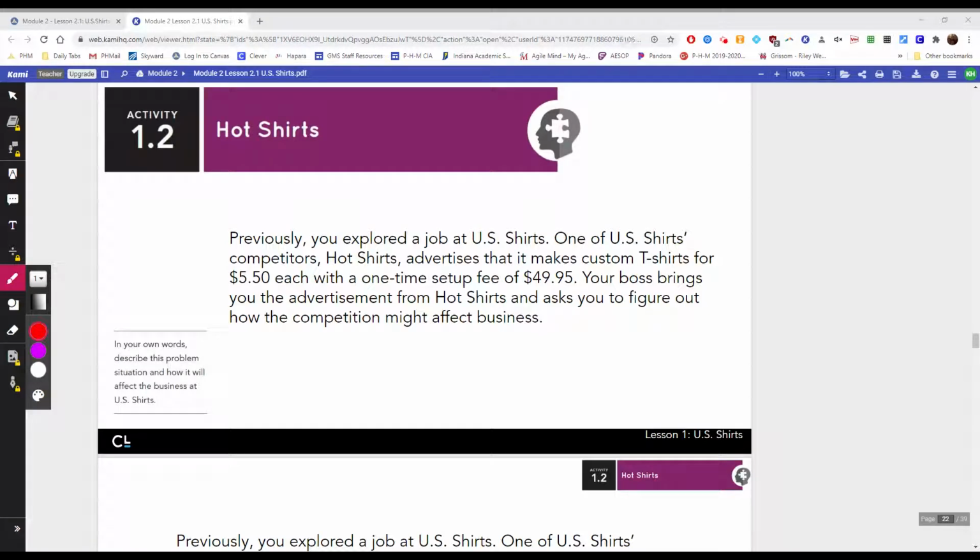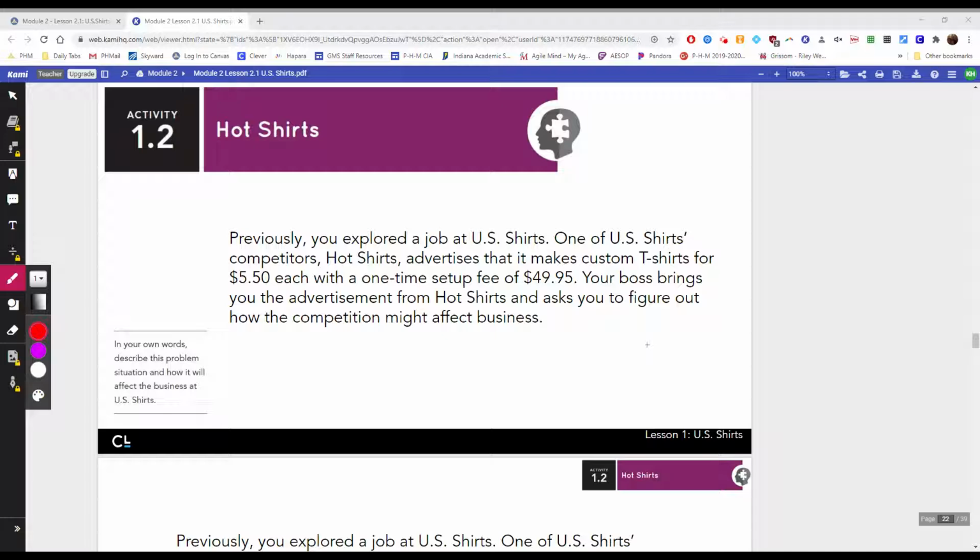Hi, eighth graders. We're going to move on to activity 1.2, which is called Hot Shirts. And we're going to read right here that this is another t-shirt company kind of competing with US Shirts from the previous activity. It says previously you explored a job at US Shirts. One of US Shirts' competitors, Hot Shirts, advertises that it makes custom t-shirts for $5.50 each with a one-time setup fee of $49.95. Definitely different than US Shirts.